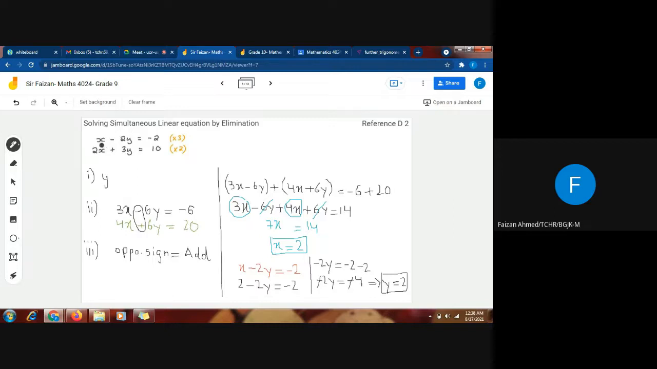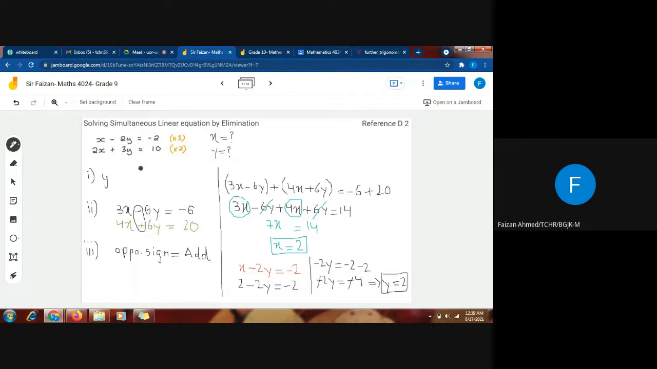So the question is, we have two simultaneous linear equations. The first equation is x minus 2y equals minus 2, and the second equation is 2x plus 3y equals 10. We have to solve it, which means we have to find the value of x and y. Since this is a linear equation, there will be only one value of x and only one value of y, and we have to solve it using elimination method.